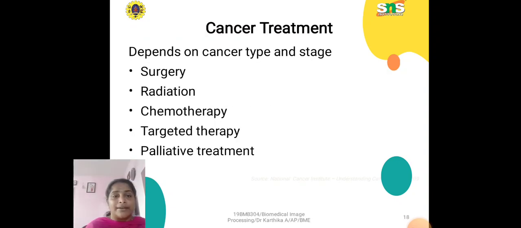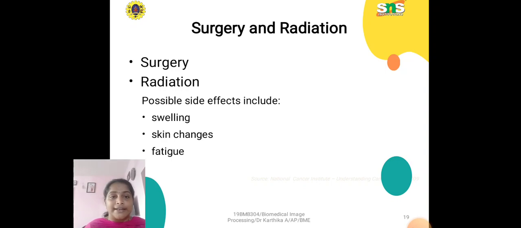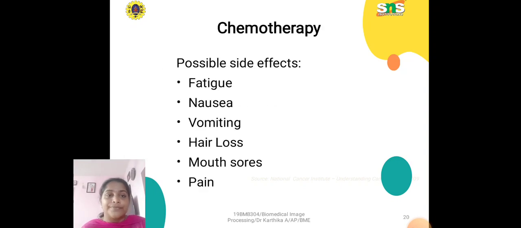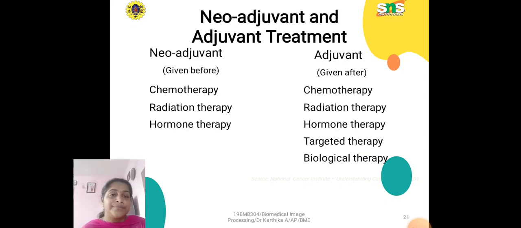Cancer treatment depends on the cancer type and stage. We have surgery, radiation, chemotherapy, targeted therapy and palliative treatment. See here, in surgery and radiation, possible side effects may include swelling, skin changes and fatigue. And coming to chemotherapy, possible side effects include fatigue, nausea, vomiting, hair loss, mouth sores, pain, etc.